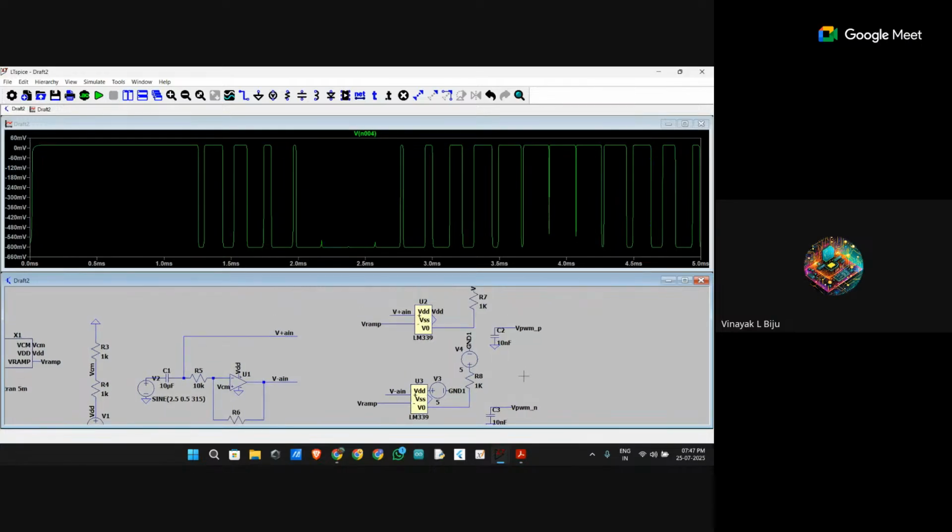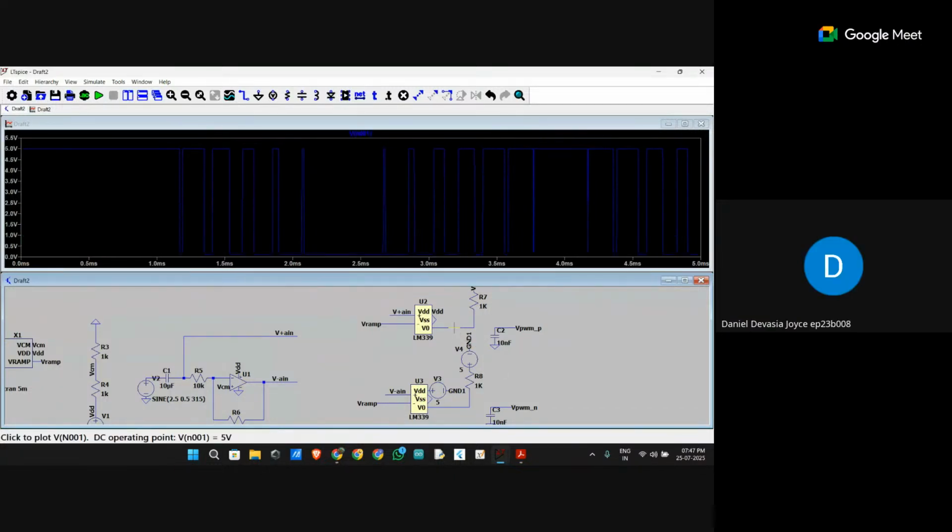Now I am getting some output, but it's from minus 540 millivolt to 0 volt, when I separated the ground. Yeah. That's still not supposed to be the case.